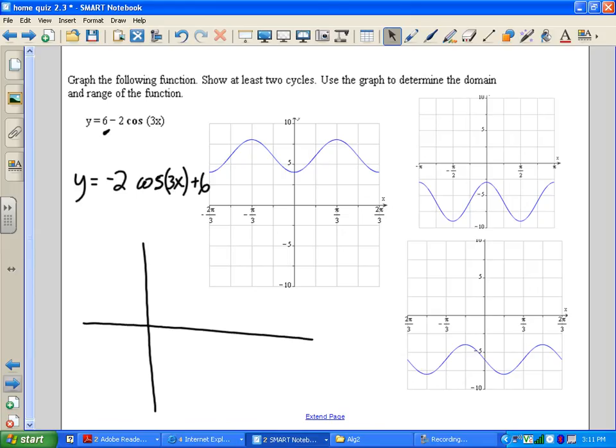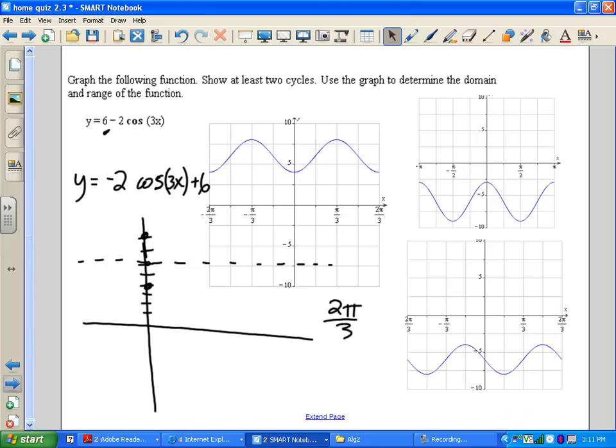So let me sketch my graph. We're going to shift up to 6. So we go 1, 2, 3, 4, 5, 6. And so there's my center line. And then my amplitude is 2. So I would go up 2 and down 2. There's my amplitude. Now let's figure out what to count by here. So I need to look at the value of the period. Period is 2 pi over omega, so 2 pi over 3.